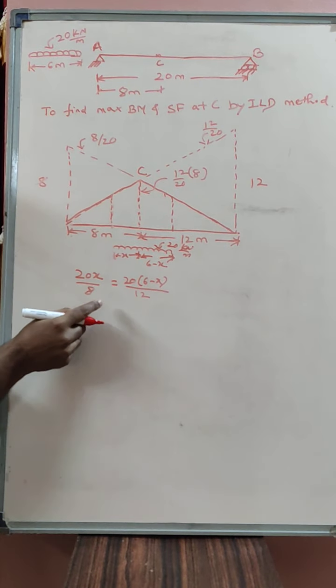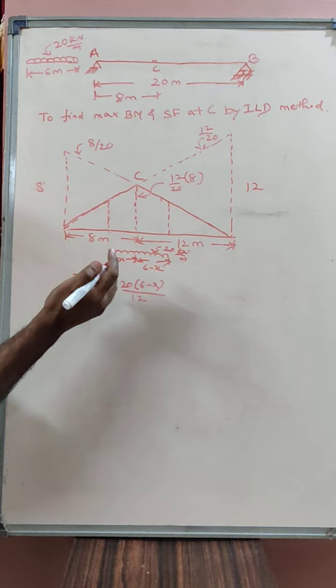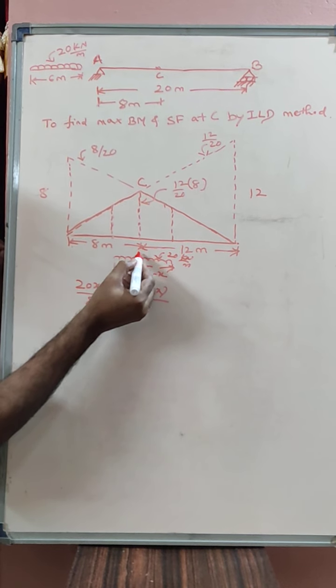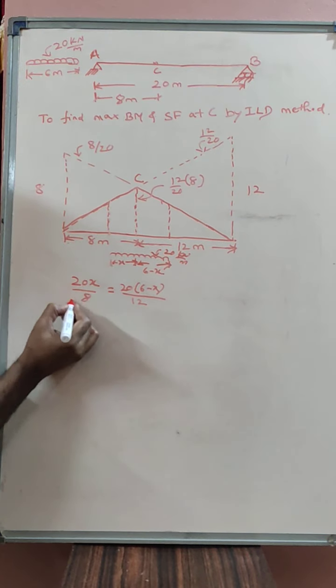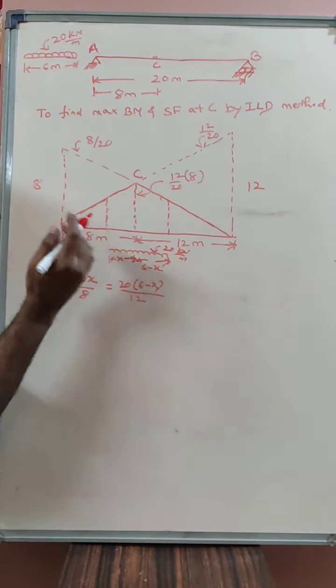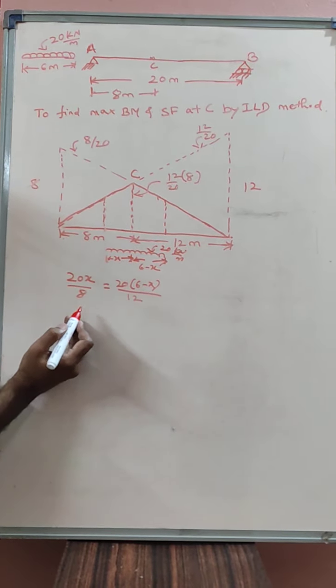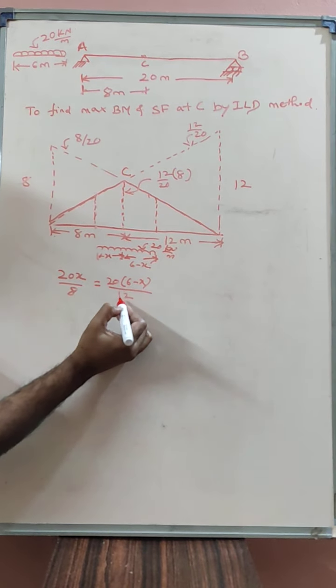How is it done? It is done with the condition that the intensity on both sides of the section C is the same. 20 into X is the total load spread over 8 meters, that is the intensity for the zone AC. And this is the intensity for zone CB, that is 20 into 6 minus X upon 12.